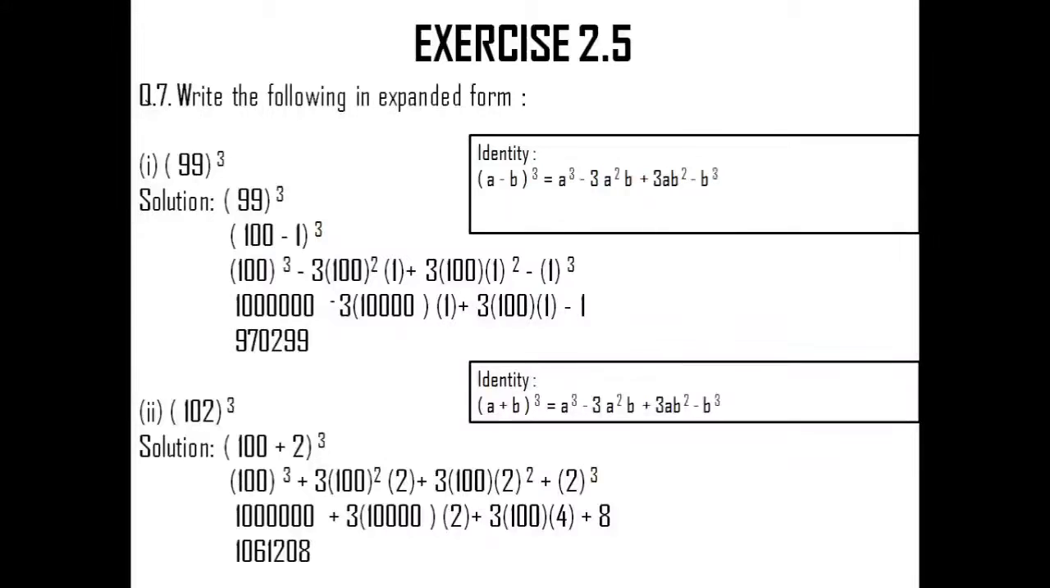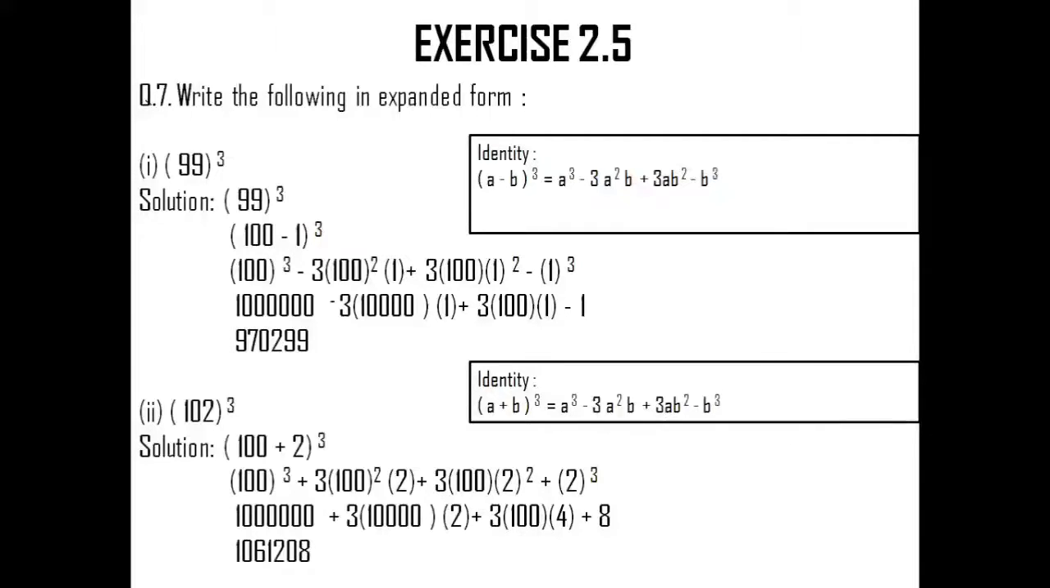So simply replacing a and b with 100 and 2 respectively, you can solve it further and get the final answer as 10,61,208. Isn't it interesting that you didn't actually do 102 into 102 into 102 to get 102 the whole cube? But then you used an identity and you got the answer as 10,61,208 is the answer for the cube of 102.